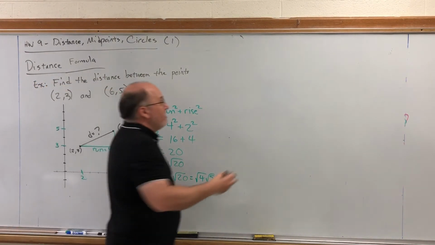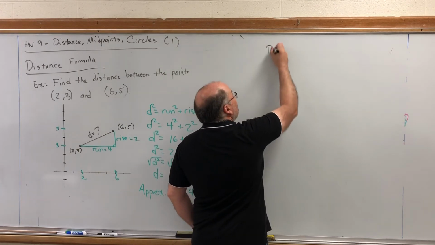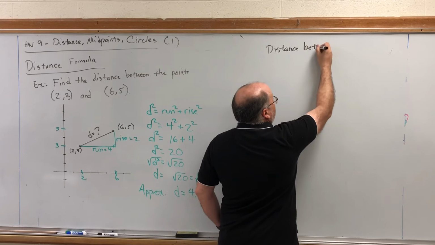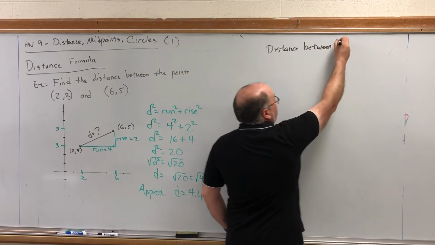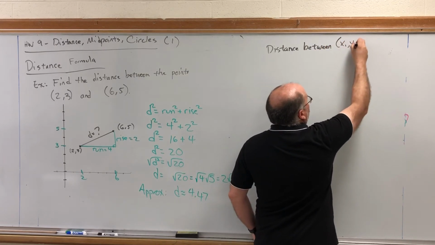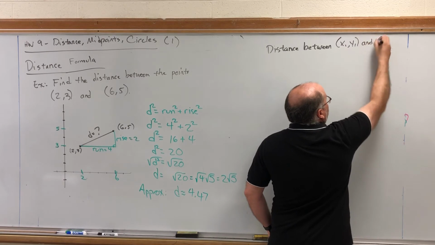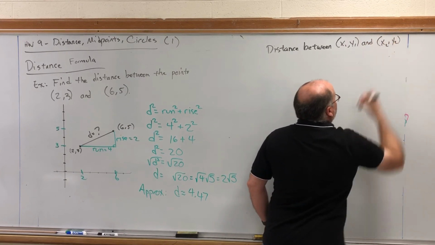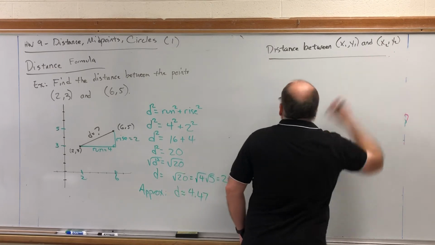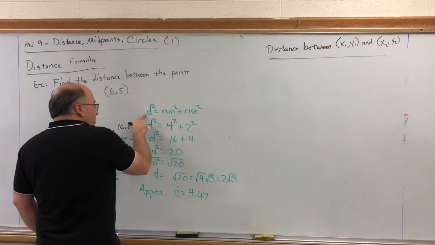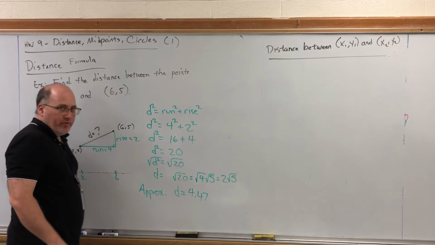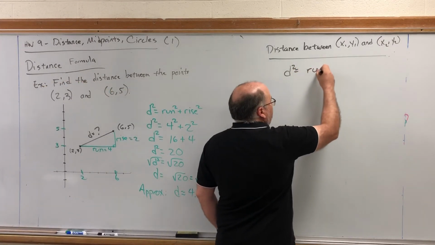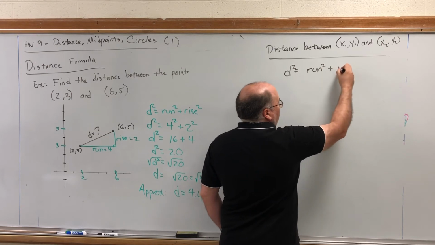So what would happen if we tried to find the distance between some generic first point, which we'll call x1 comma y1, and some generic second point, which we'll call x2 comma y2? Well, if we start here, we already know how to calculate the run and the rise. The square of the distance is equal to the run squared plus the rise squared.